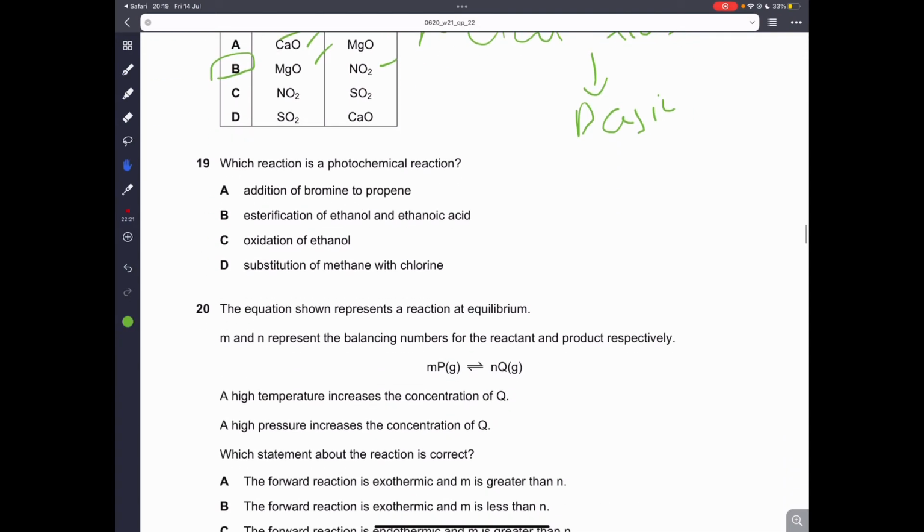Question 19. Which reaction is a photochemical reaction? Now, photochemical meaning you have to use photo, meaning light. So, which chemical uses light in this reaction? Remember, substitution reactions in organic compounds, the substitution of alkanes, they will use photochemical reaction. They either use sunlight, or you can call they use UV, ultraviolet rays. Therefore D is the correct answer.